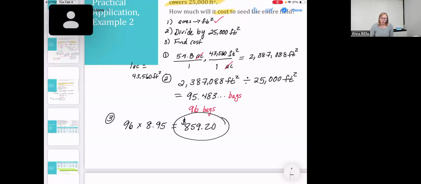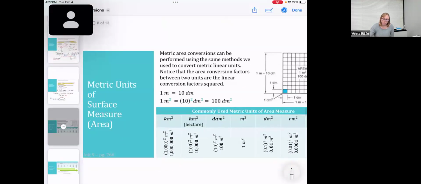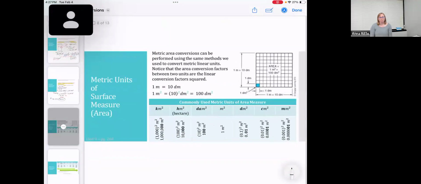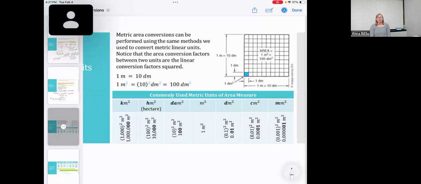Before we get any further, let's talk about the metric system and area. When we are converting between linear metric system units, we used that trick of counting the number of prefixes that we're moving. We can do the same thing with area.